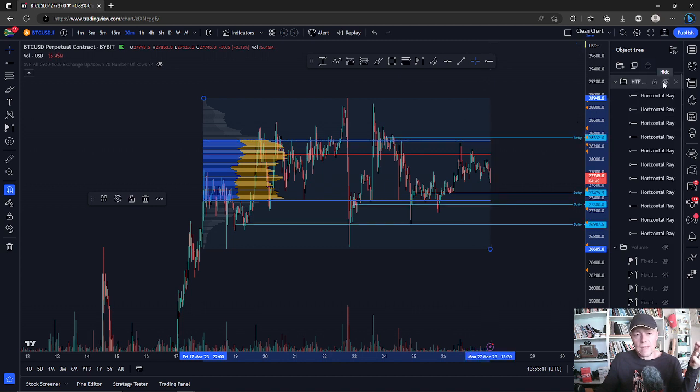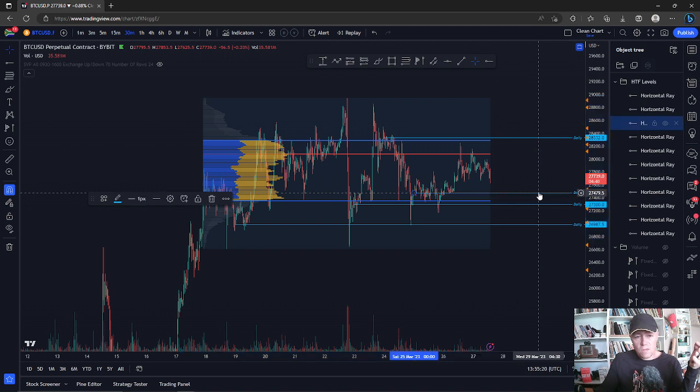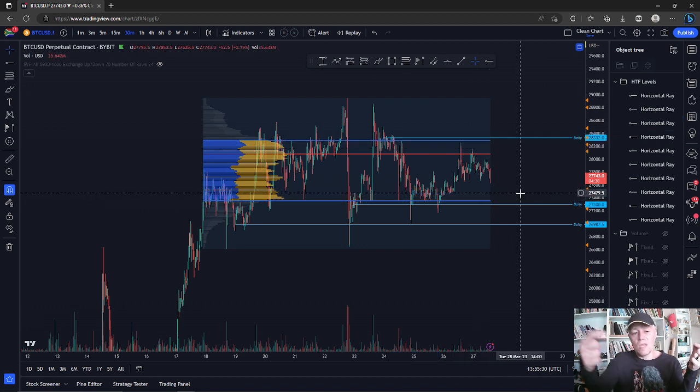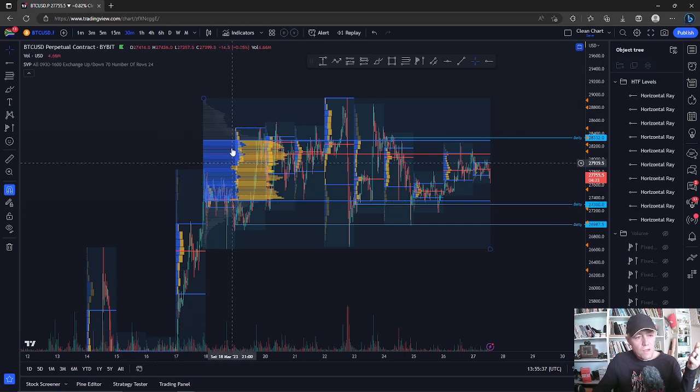And if I turn on my high time frame levels, you can see these dailies correspond with the extremes of the ranges. So I'm going to remove this daily here because it is not really close by to the value area low and the value area high. Remember, you want to trade the extremes of the ranges. If I turn on my session volume profile, you'll see that a lot of the value area highs and the value area lows correspond with our range value area high and value area low.